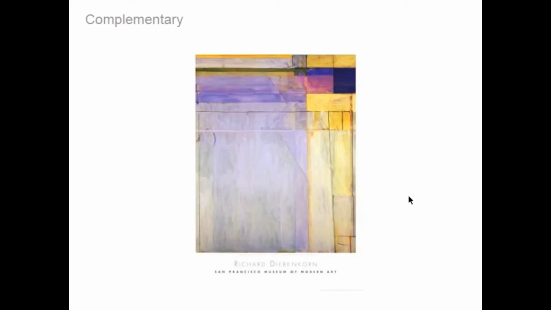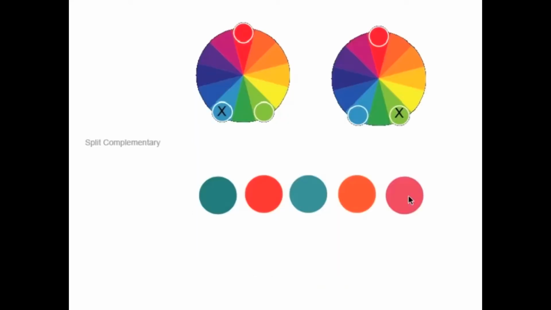In this Diebenkorn, the complement is yellow and violet. A split complementary is a dyad. A dyad is a color scheme made up of two hues. A split complementary takes the hue and one of the hues that are adjacent to the direct complement.